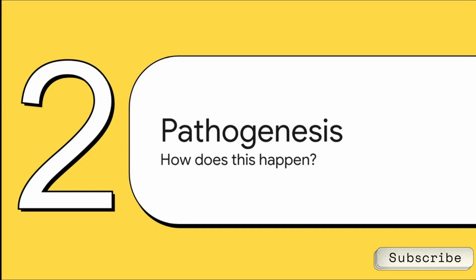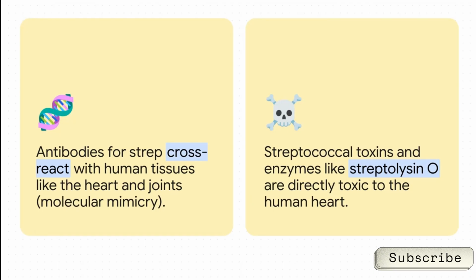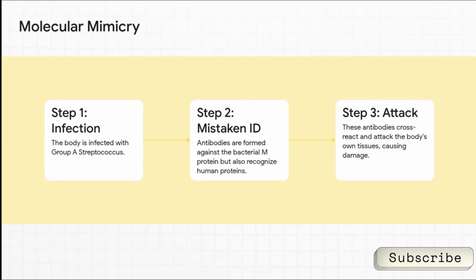All right, let's get into the nitty-gritty. This is the how, the pathogenesis. Understanding this part is absolutely crucial because it explains everything else. Okay, so there are a couple of theories floating around, but for your exams, listen up. You need to focus on the autoimmune theory. It's the one that's most accepted, and honestly, it's a fantastic example of a concept you'll see again and again: molecular mimicry. It's basically a tragic case of mistaken identity.